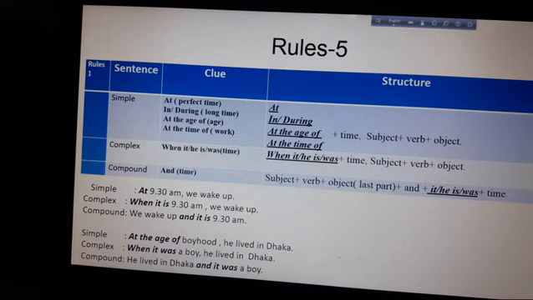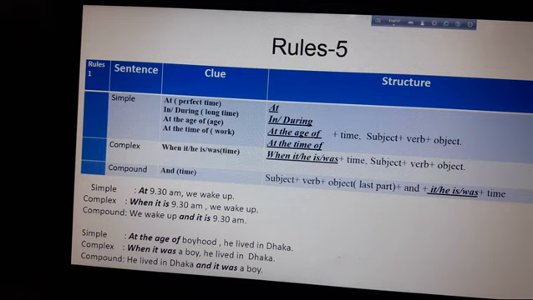So in these rules there is use of time. With perfect times you can use at, during, long time, at the age, at the time of work. In the same way, when you turn a complex sentence into a simple sentence, in the same rules, when it is or it was, you can put up, and then there is use of at, in, during, at the age of, at the time of. The compound sentence is also the same.